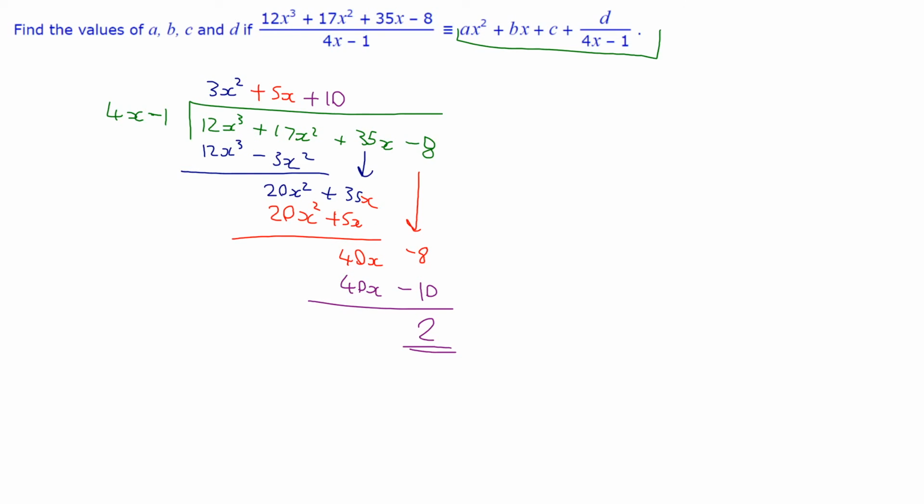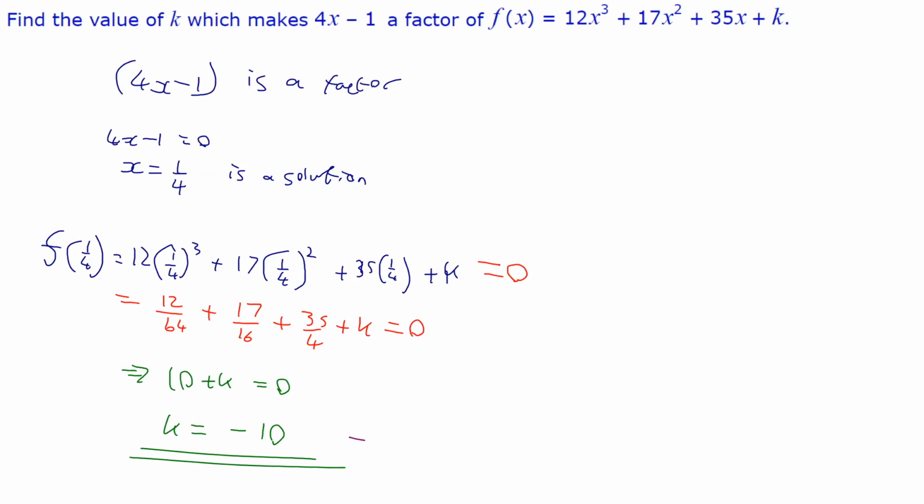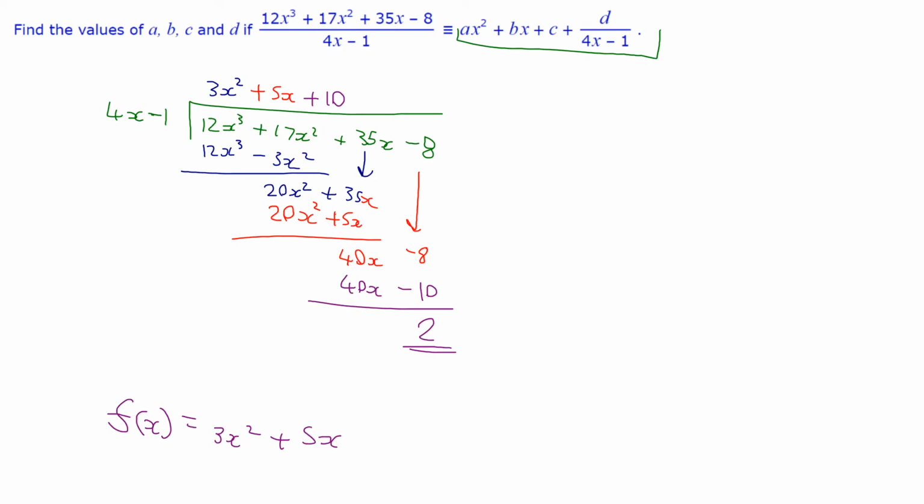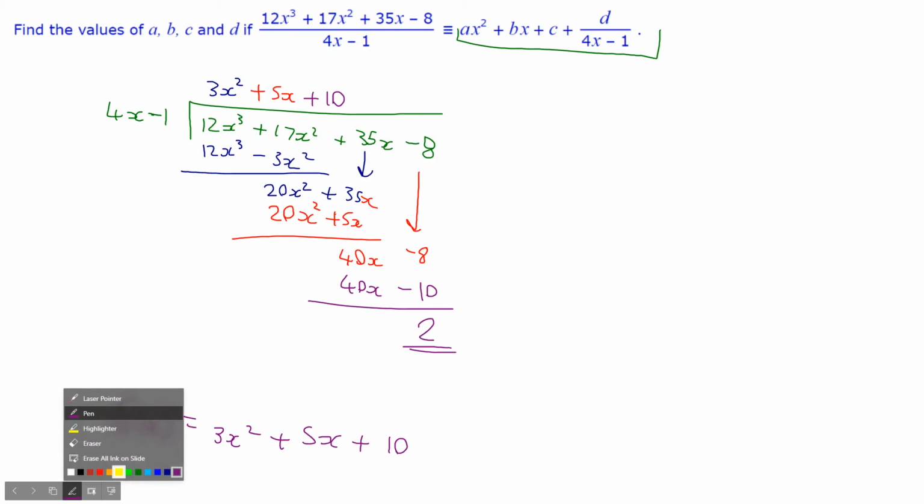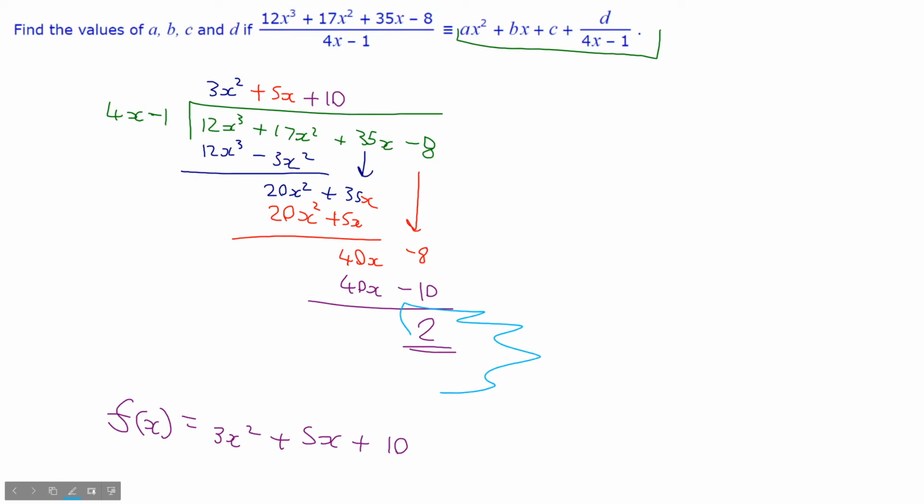So therefore we can say that f(x) is equal to 3x^2 + 5x + 10. And then because 2 is our remainder, it's going to be plus 2 over 4x - 1. And so therefore a equals 3, b equals 5, c equals 10, and d equals 2.